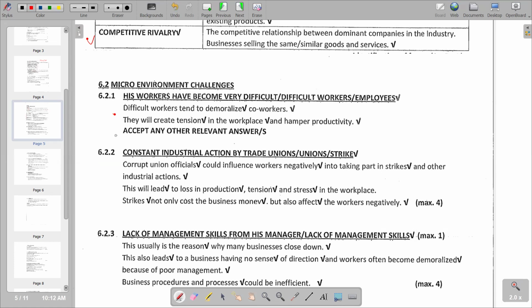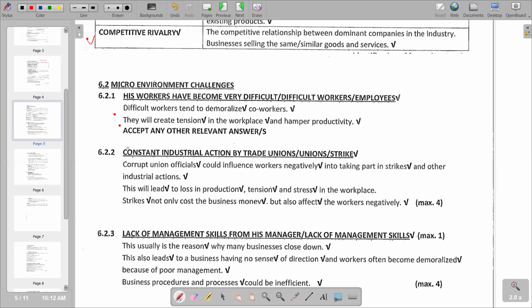The next point reads, they will create tension in the workplace and hamper productivity, which is actually correct. When you have these difficult workers, obviously they are going to create some tensions and disagreements in the workplace, which is going to negatively affect productivity, whereby we are going to have a reduction in productivity in the workplace. So this is the second explanation.